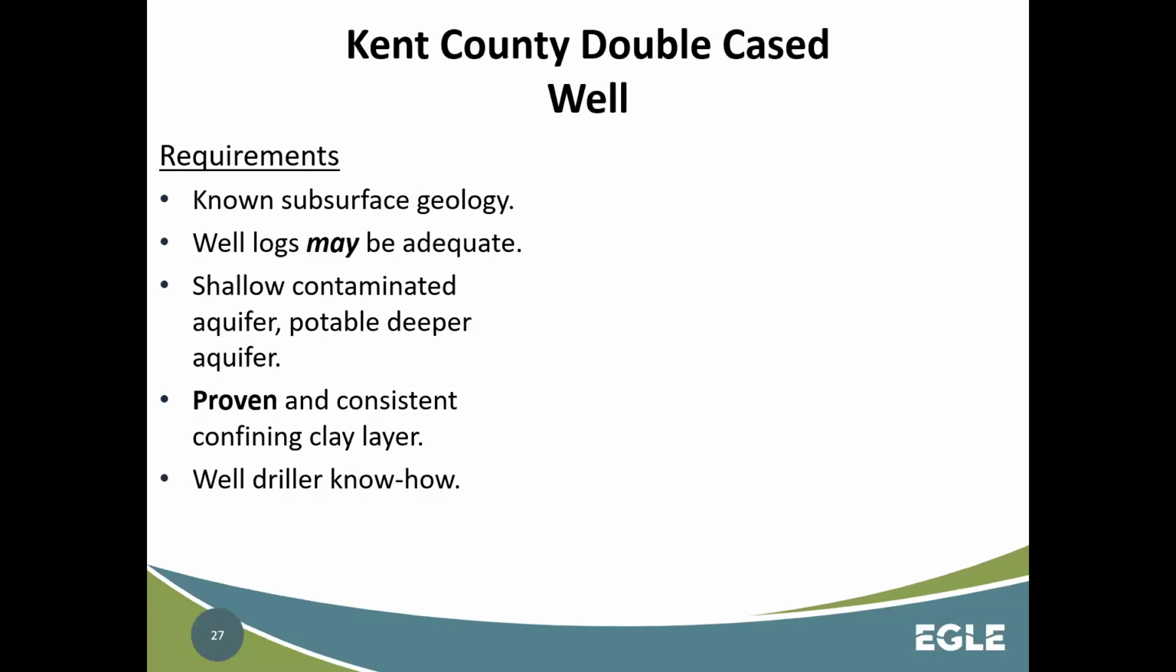You use double casing when the shallow aquifer is contaminated, but you know the deeper aquifer has potable water. But most importantly, there's a proven and consistent confining clay layer. Because remember, you set the outer casing into that confining clay layer just to ensure that there's no cross contamination between aquifers. And finally, in your programs, if you're talking about requiring double casing, I think it's important to know of well drillers in your area that also know how to do it.